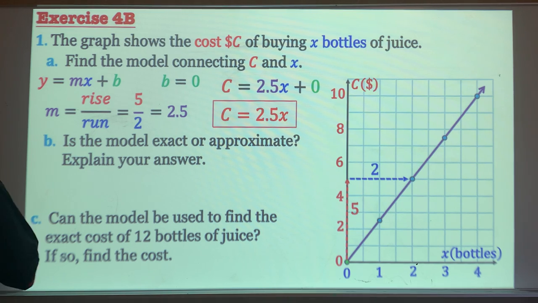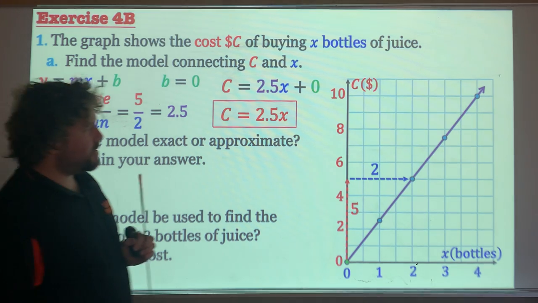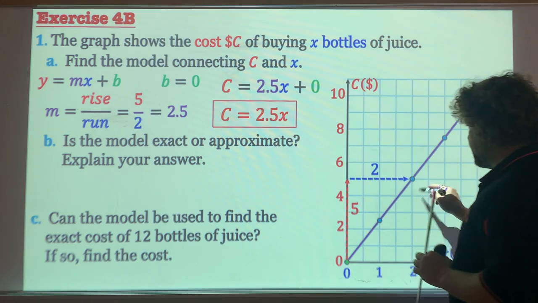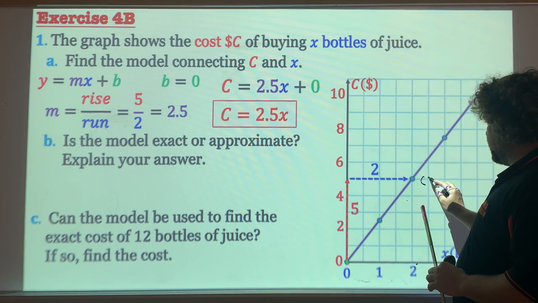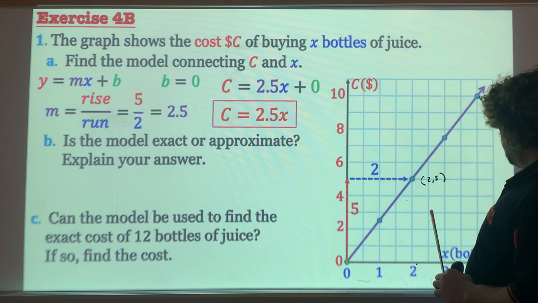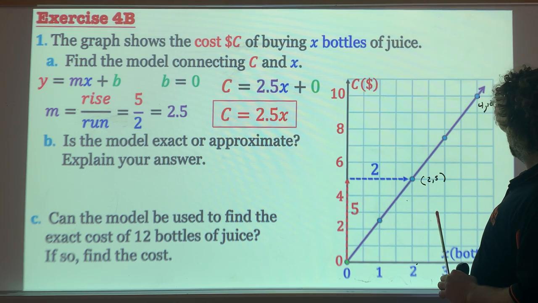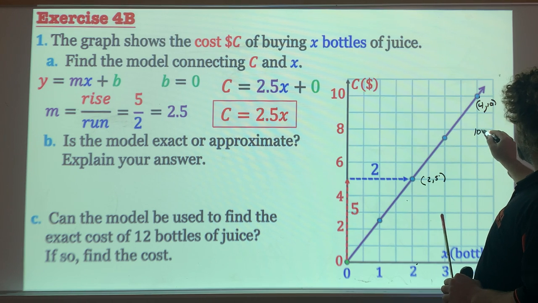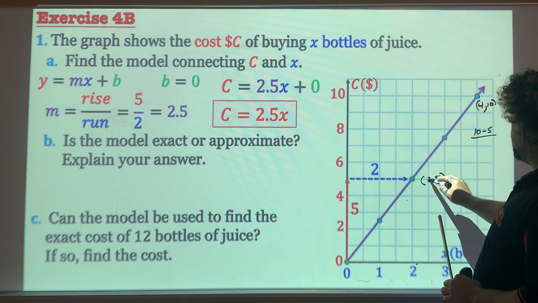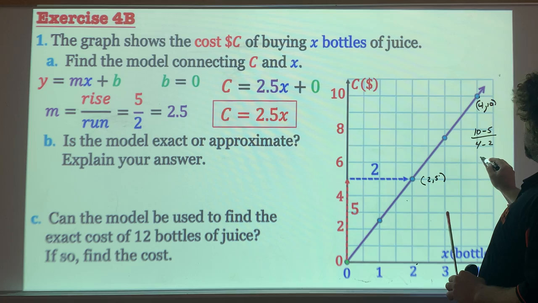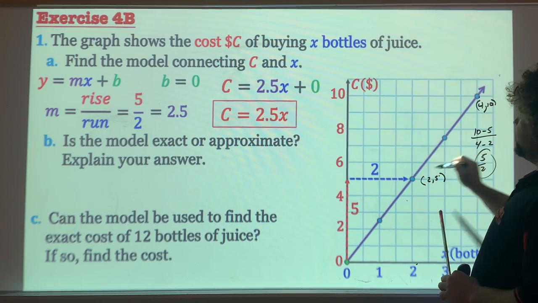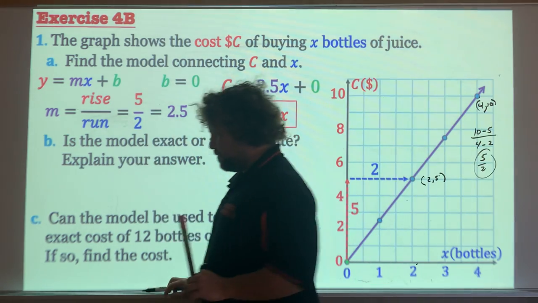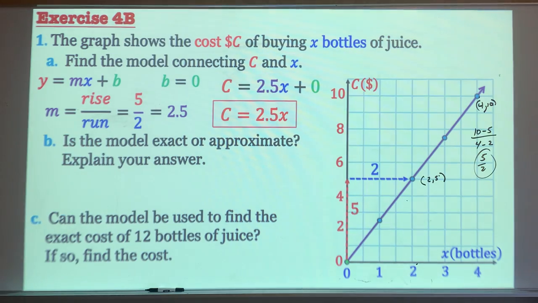Now, another way to do this is I can say this point right here is 2 over, 5 up, and this point right here is 4 over, 10 up. I can use the slope formula: y2 minus y1, 10 minus 5, over x2 minus x1, 4 minus 2, which is 5 over 2, what I got right there. You can solve it either way. It's up to your preference.